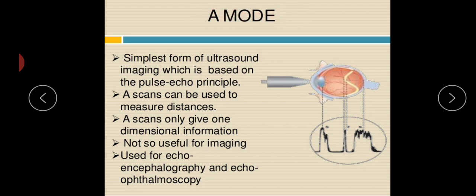A mode is the simplest form of ultrasound imaging, which is based on pulse echo principles. A scan can be used for measuring distances. A scan only gives one dimension information, not so useful for imaging, used for echoencephalography and echo-ophthalmoscopy.